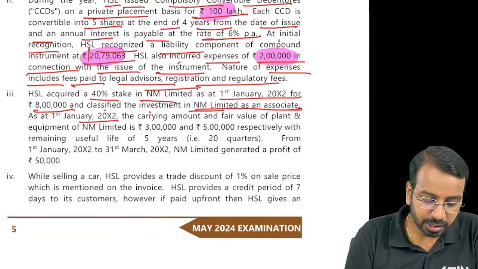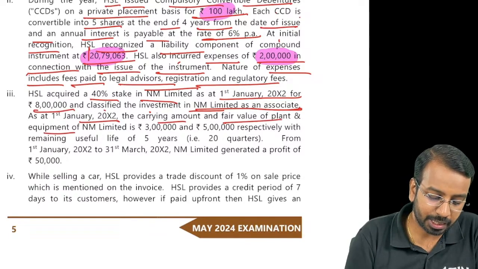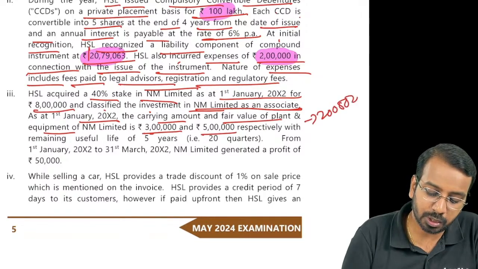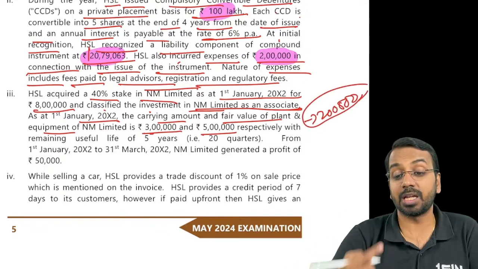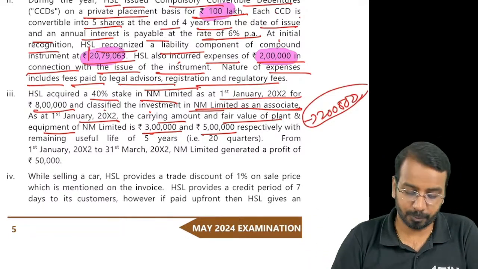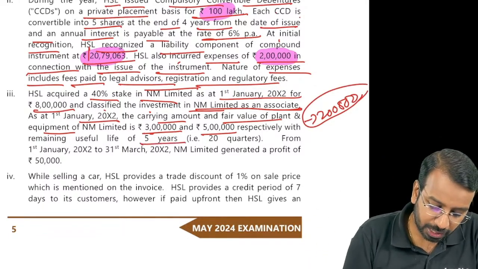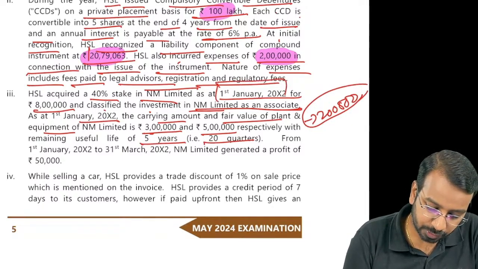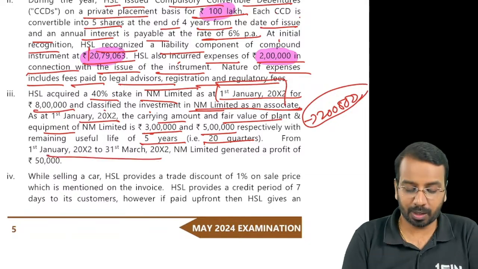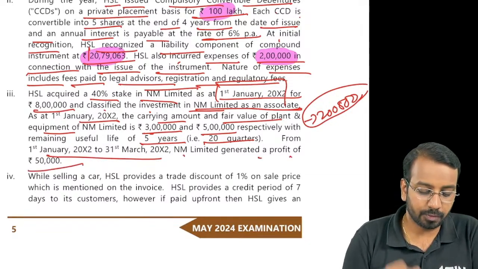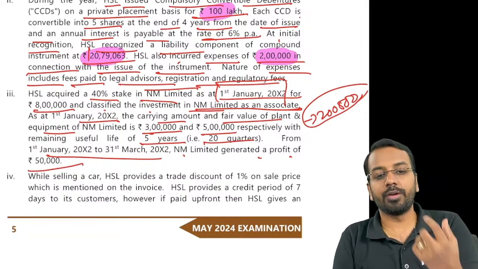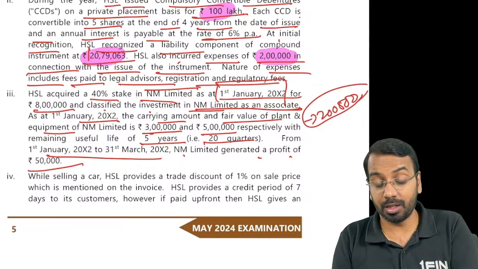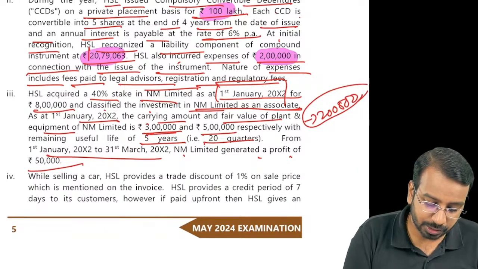Okay. As at 1st of January, carrying amount and fair value of plant and equipment is 3 lakhs and 5 lakhs respectively. Means what? You will do an adjustment of this 2 lakhs fair value difference and subsequently provide additional depreciation. Okay. Remaining useful life is 5 years, that is 20 quarters. Now why they have given that? Because you have acquired on 1st of January and you need 31st of March. NM Limited generated a profit of 50,000. So how do we value associates? You will take the cost of investment. To that you will add the profit earned and any fair value adjustment that is to be done, you will do it.